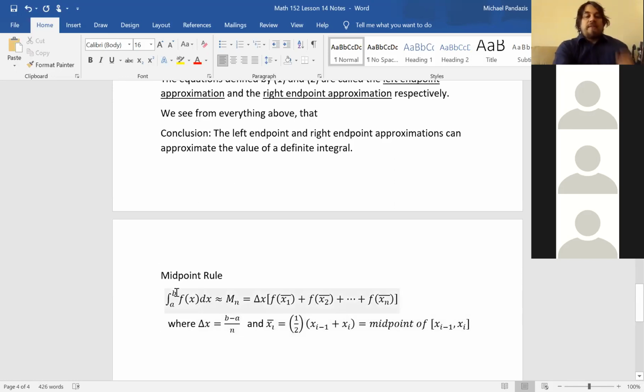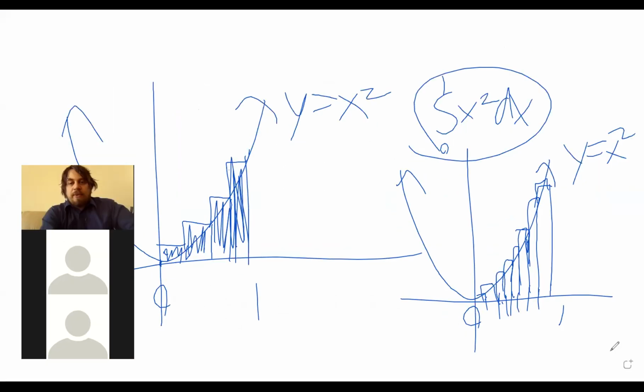So the definite integral is approximately M sub n. M sub n is you take the midpoint of each subinterval, take the height of the function at that point, and multiply it by the same base. And so you get the sum of these rectangles. That's the midpoint rule. And so I'll quickly remind you of this from the whiteboard.